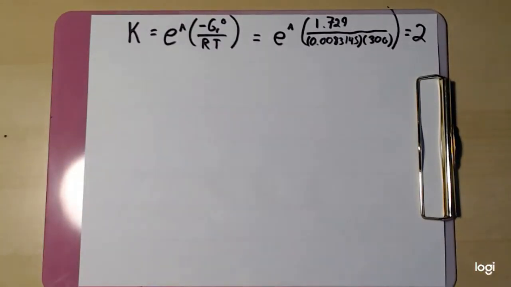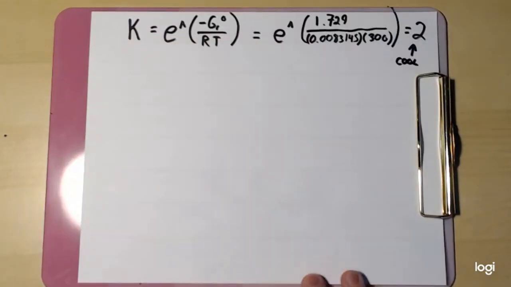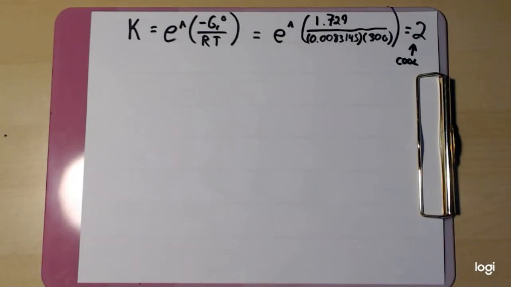Oh, how awesome is that? A whole number for your K. That happens very rarely. I think you will intuit that I kind of jiggered this to get that number. But I'm allowed to do that. This is a made-up reaction.